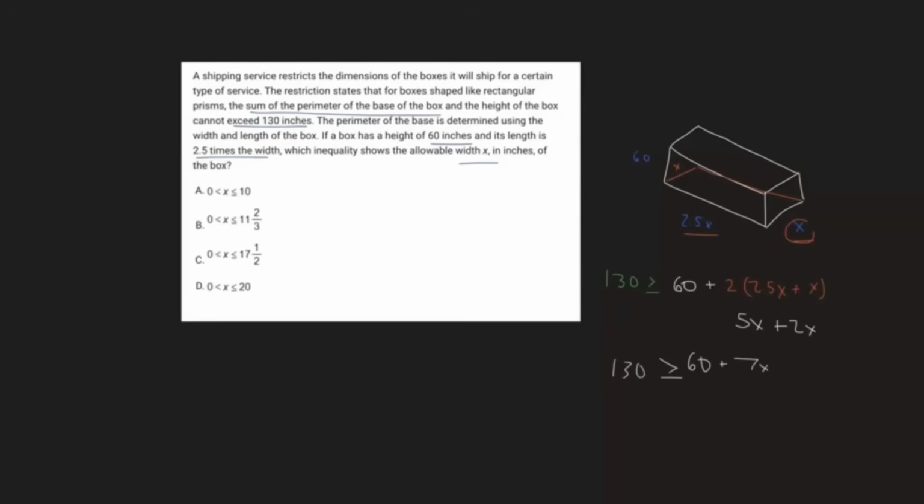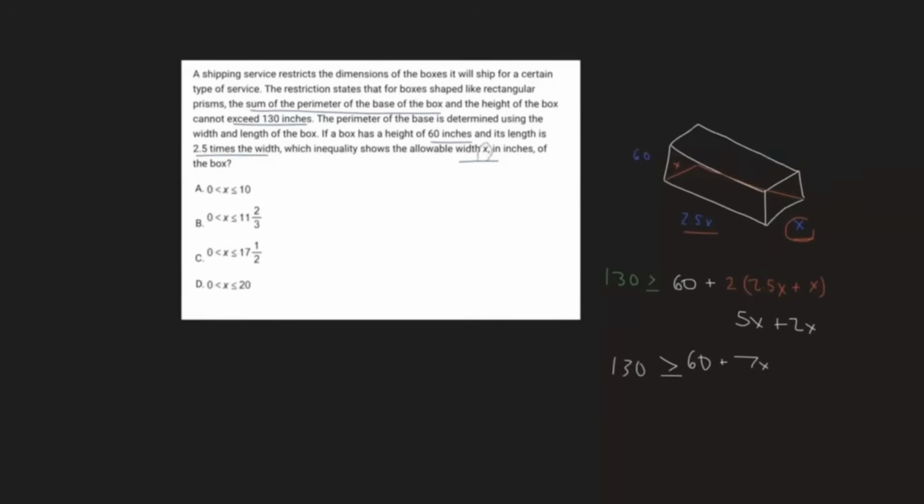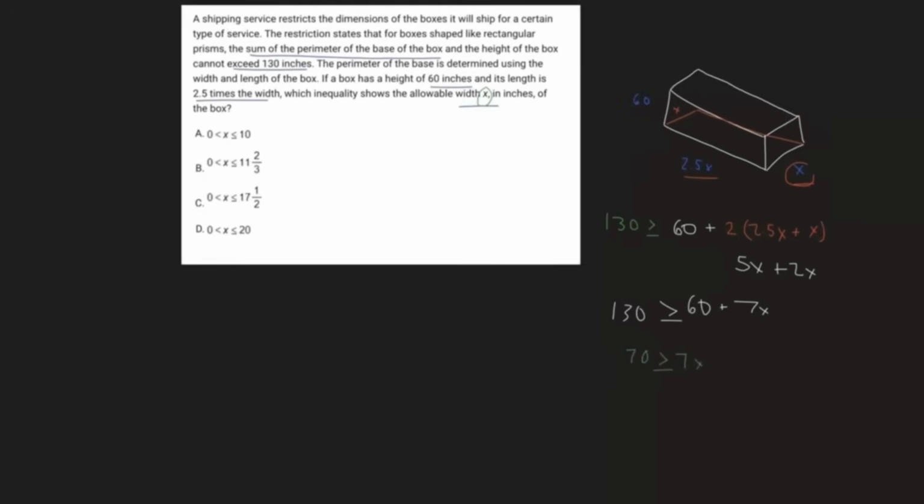And now we can just solve for x, because x is going to be that width that we're trying to solve for. We can subtract 60 on both sides, and we get 70 is greater than or equal to 7x. Divide both sides by 7, and we get x is less than or equal to 10. So we get this inequality over here, and we want to match it up to the answer choices.